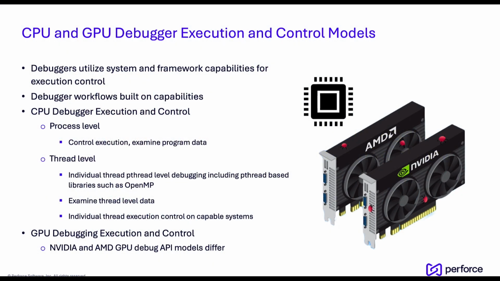TotalView debugs code that runs on both CPUs and GPUs, and in both cases there's execution control that the debugger can use to control how your program progresses through the lines of code, and also different control models of how you control the threads and access data and so forth.